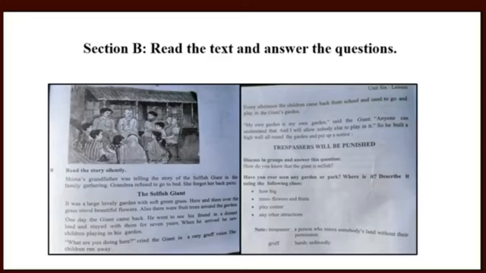It was a large, lovely garden with soft green grass. Here and there over the grass stood beautiful flowers. Also, there were fruit trees around the garden. And one day the giant came back. He went to his friend in a distant land and stayed with them for 7 years.